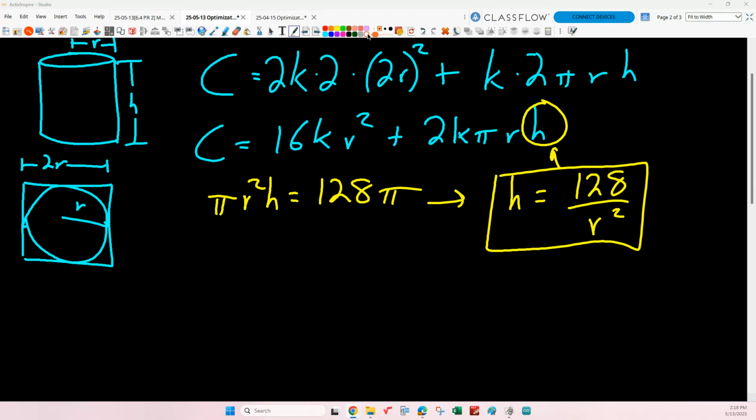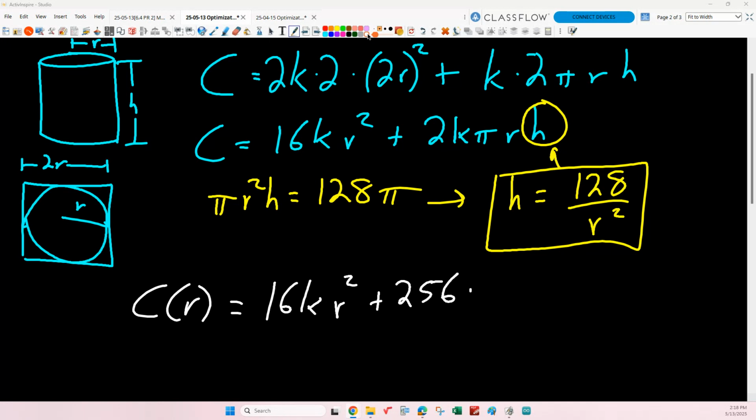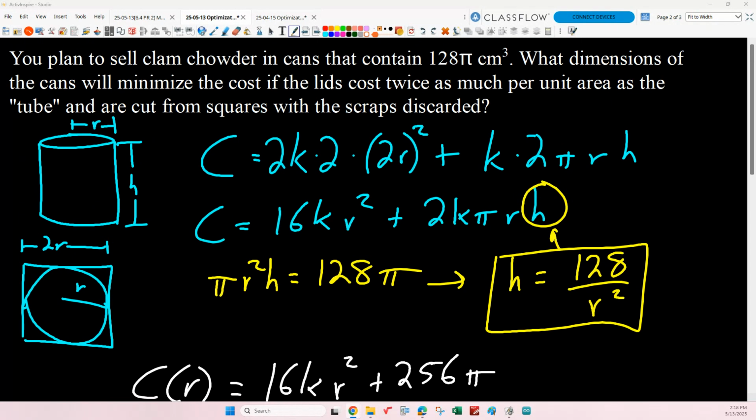And I come up with cost as a function of radius is 16k r squared plus 256 pi. I really shouldn't have included that pi, should I? Let's cheat a little bit just so we can get the pi's to cancel.